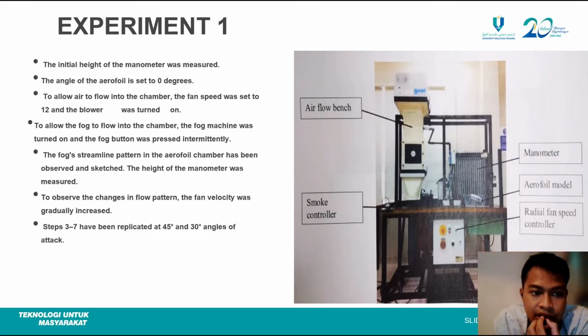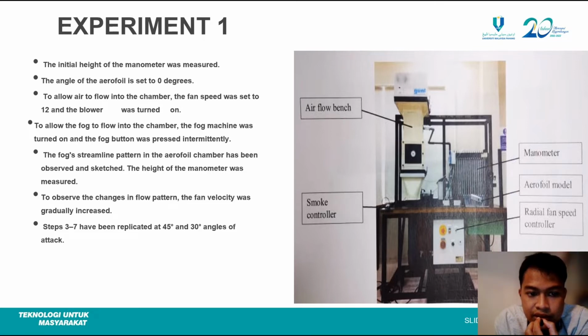First, the initial height of the manometer was measured. The angle of the aerofoil is set to 0 degrees. To allow air to flow into the chamber, the fan speed was set to 12 and the blower was turned on. To allow the fog to flow in the chamber, the fog machine was turned on and the fog button was pressed intermittently.